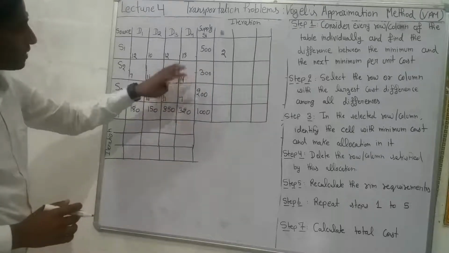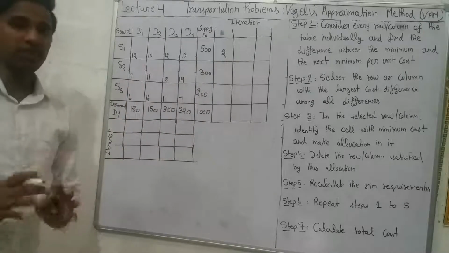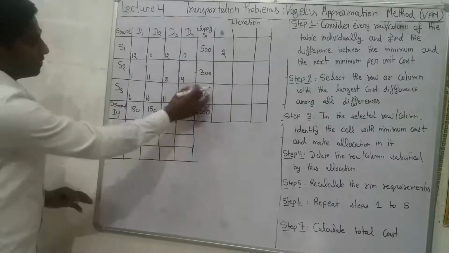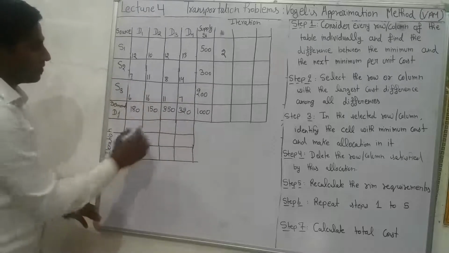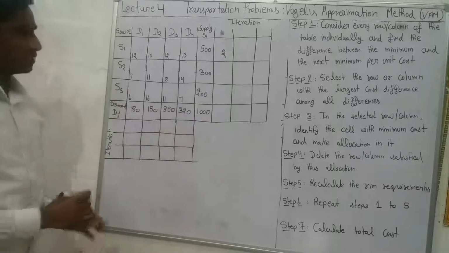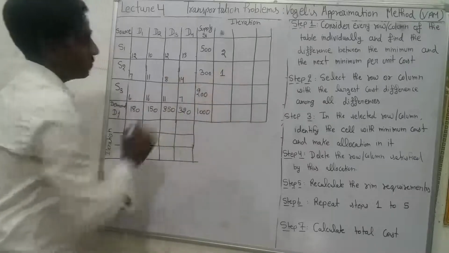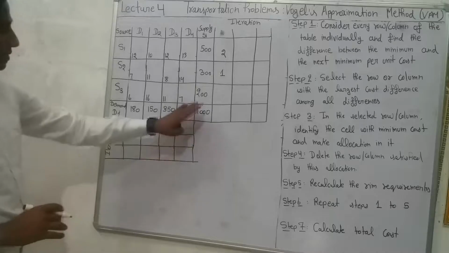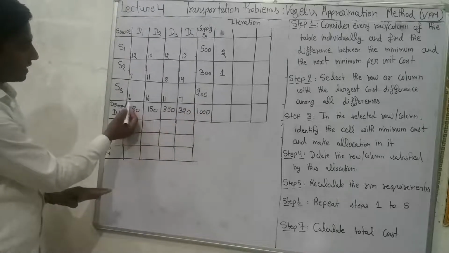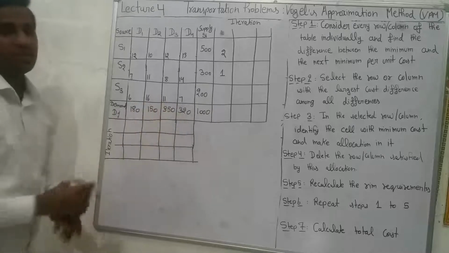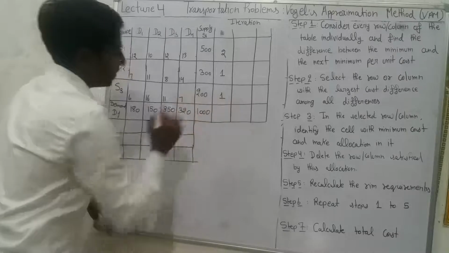We have to repeat this exercise for each row and for each column individually. In the second row, the minimum cost is 7 rupees and the next minimum is 8 rupees. So what would be the difference? 8 minus 7, that is equal to 1. Similarly for the third row, the minimum cost is 6 rupees and the next minimum is 7. So the difference is 1.